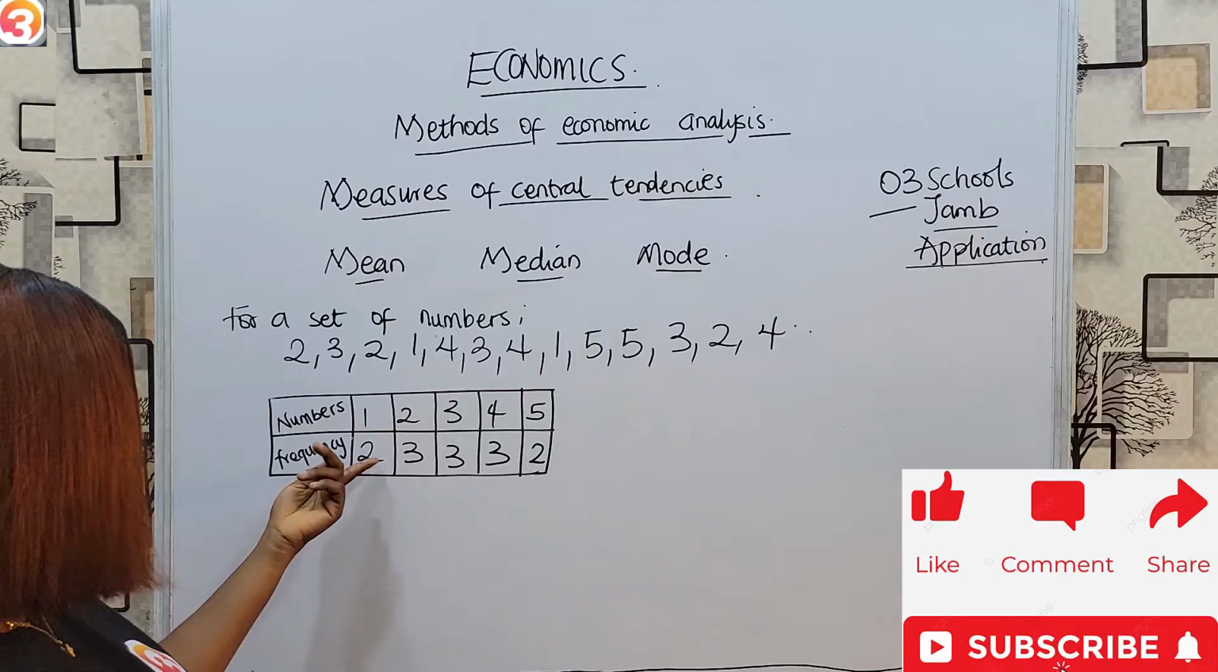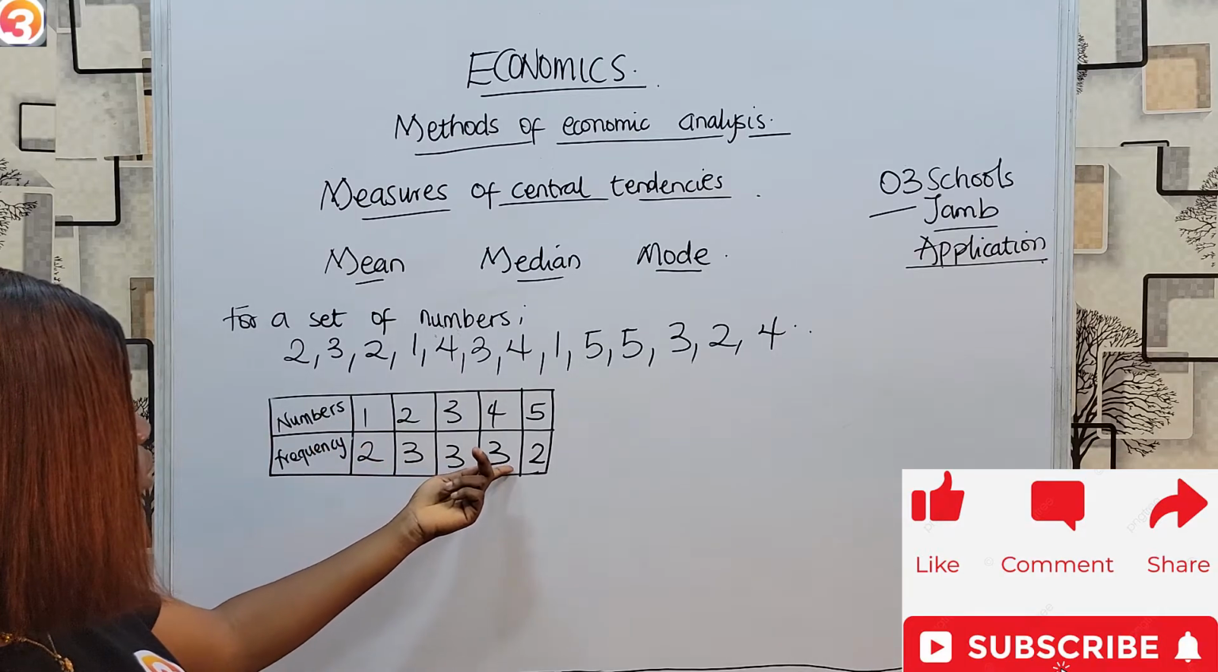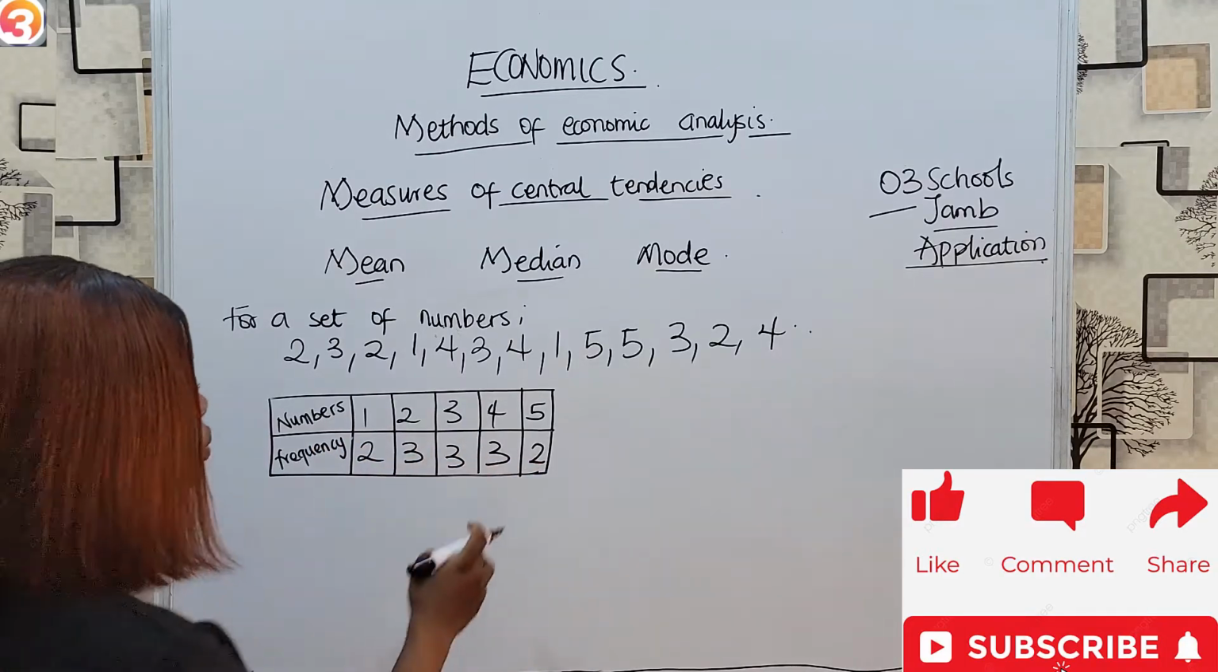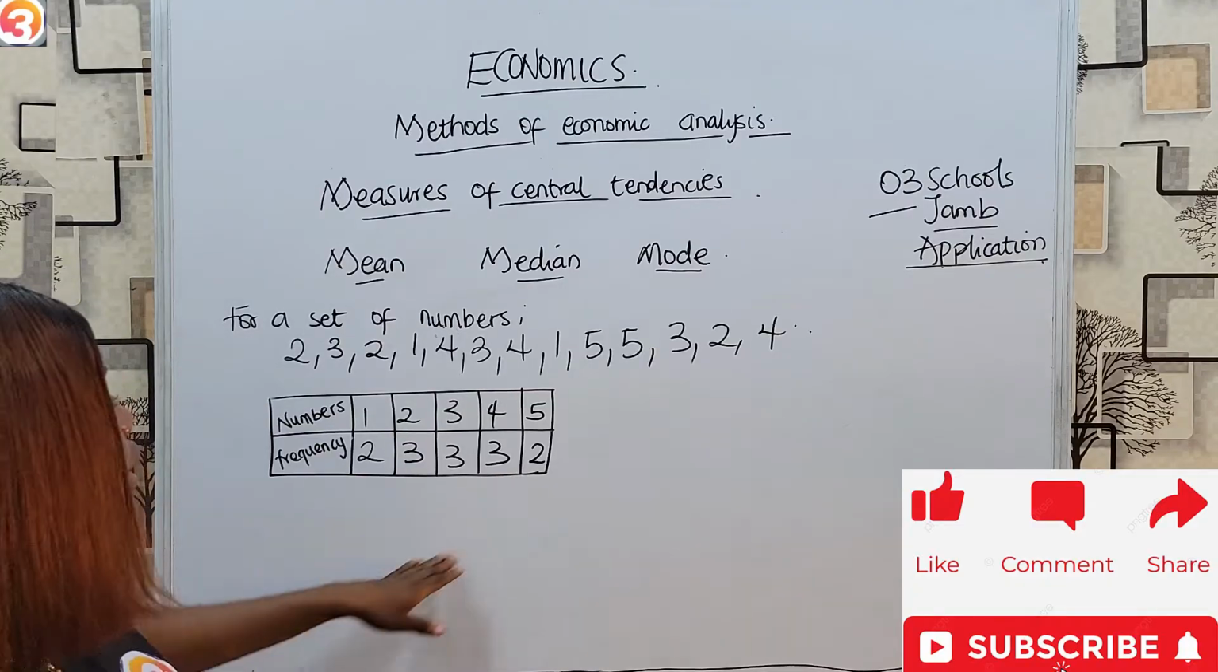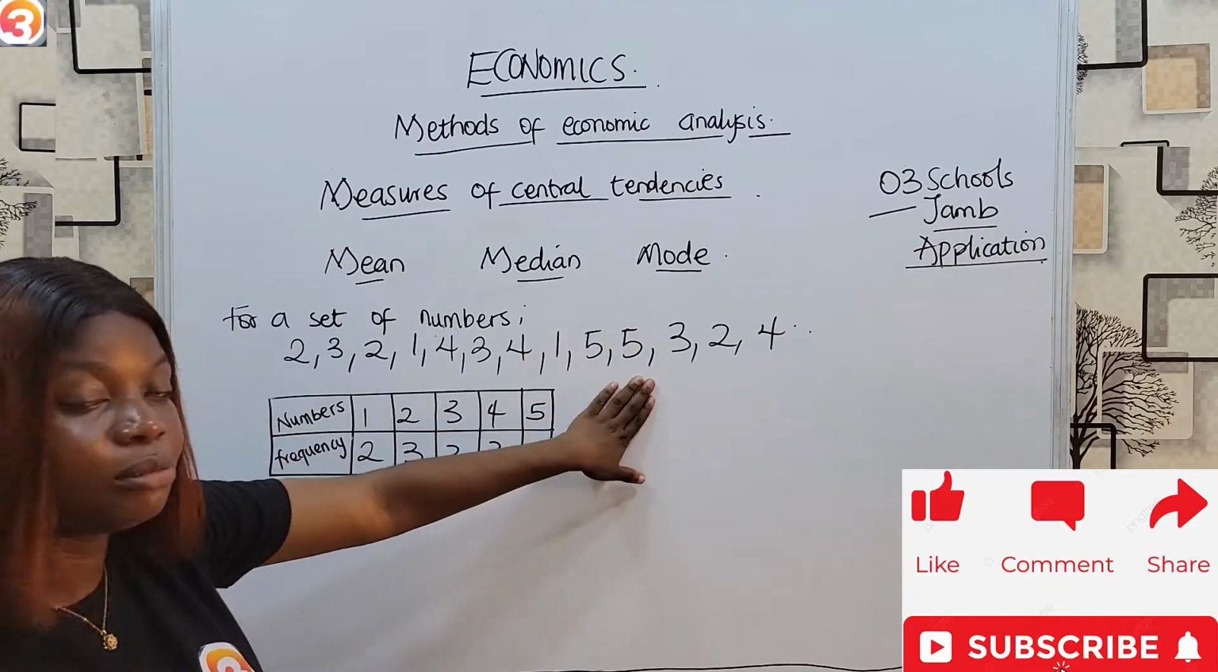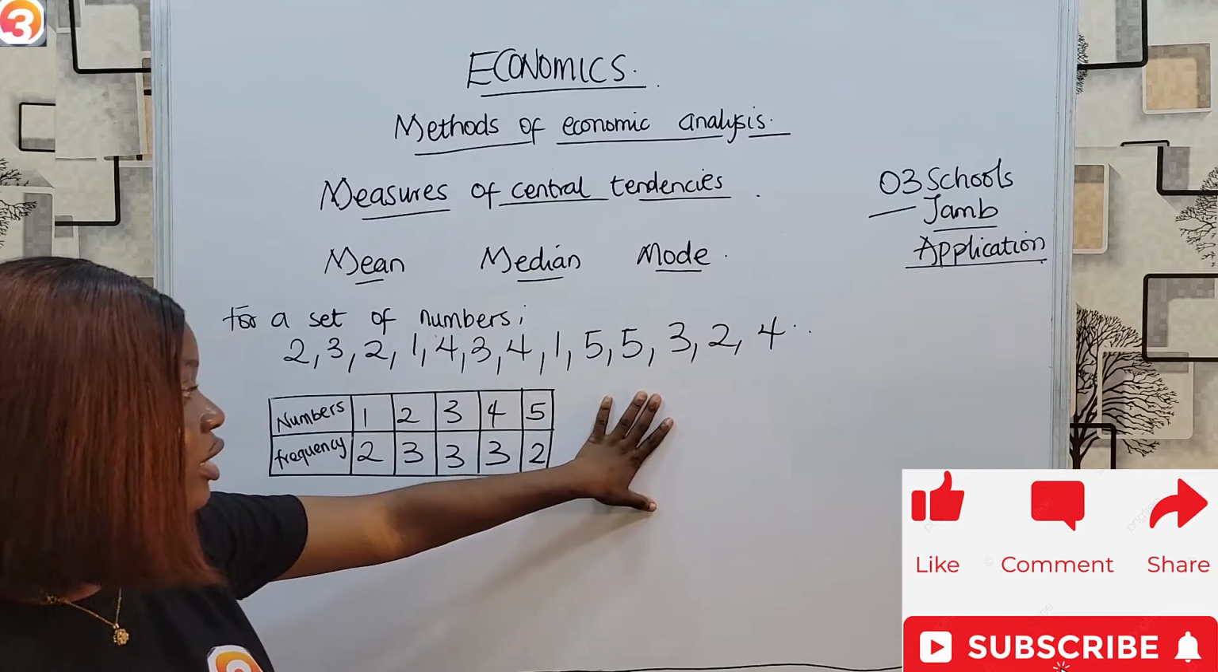So let's see, 2 plus 3 is 5, 5 plus 3 is 8, 8 plus 3 is 11, 11 plus 2 is 13. So we are correct. This is the frequency table for this set of numbers that has been provided for us.